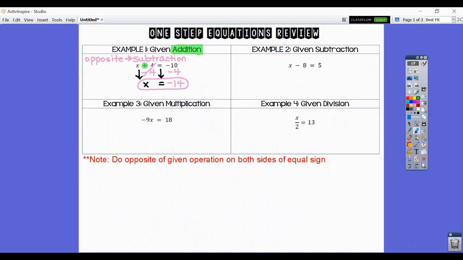In example 2, I am given subtraction next to my variable of a number here, and that is subtracting 8 from my variable. So I will do the opposite, which will be addition. What I do on one side, I have to always do to the other, so I will add 8 to both sides. That cancels out my negative 8 because negative 8 plus 8 is 0. Bring down the x, bring down my equal sign, and then do the operation of 5 plus 8, which is going to be 13.